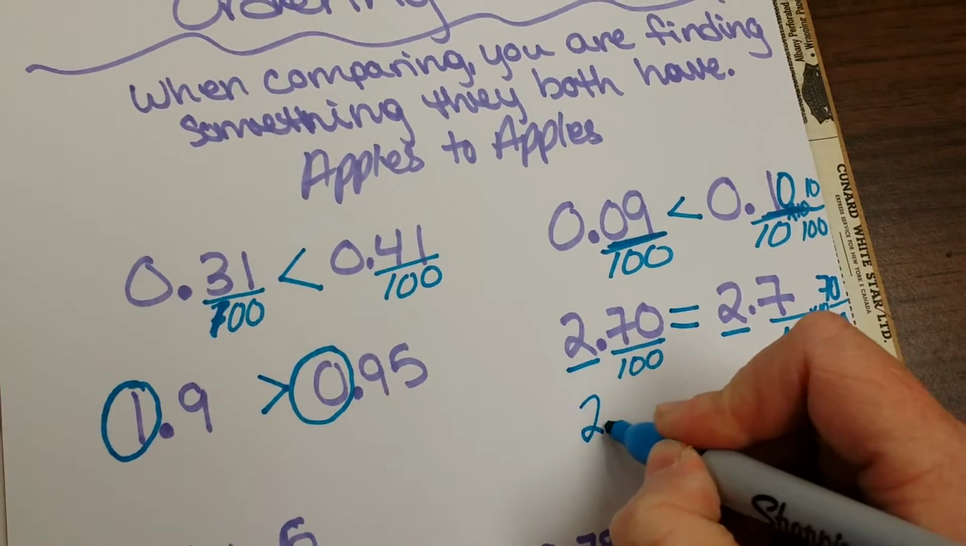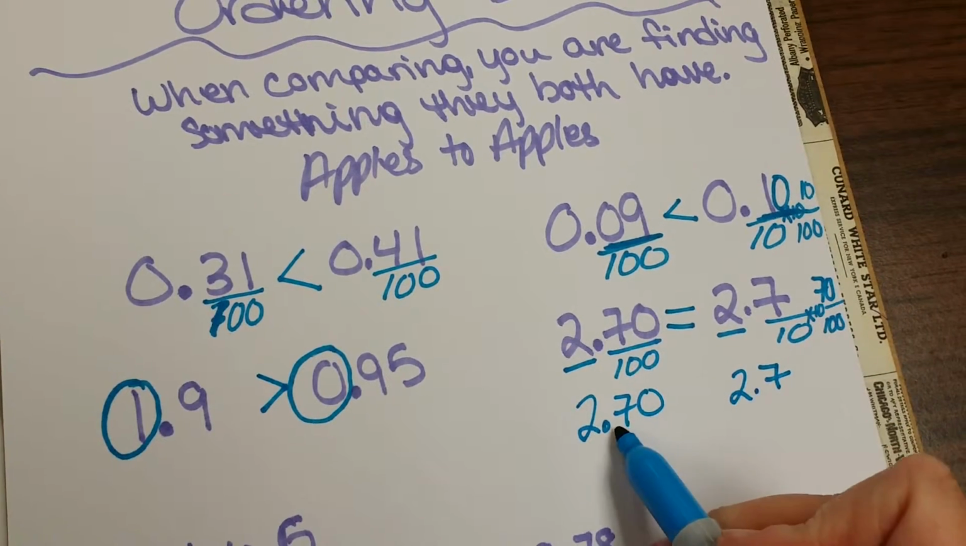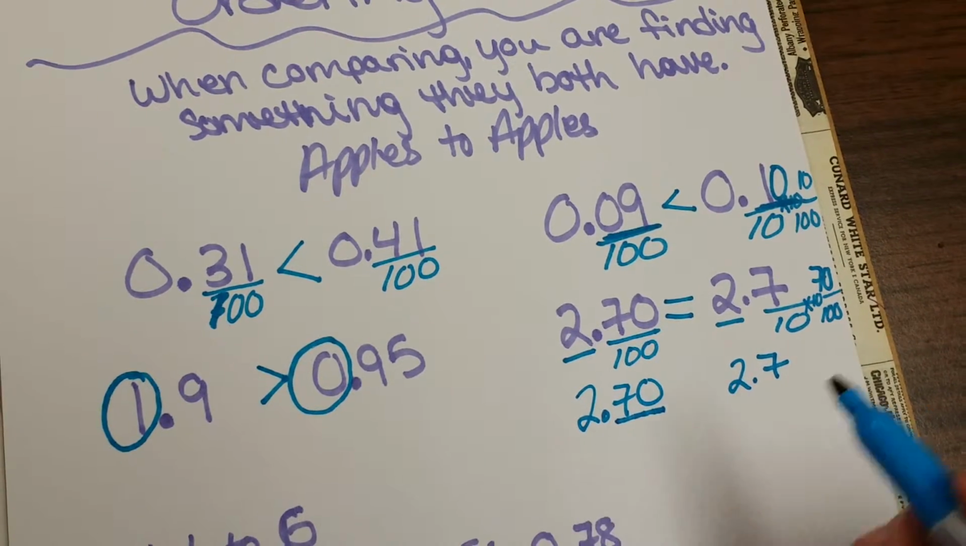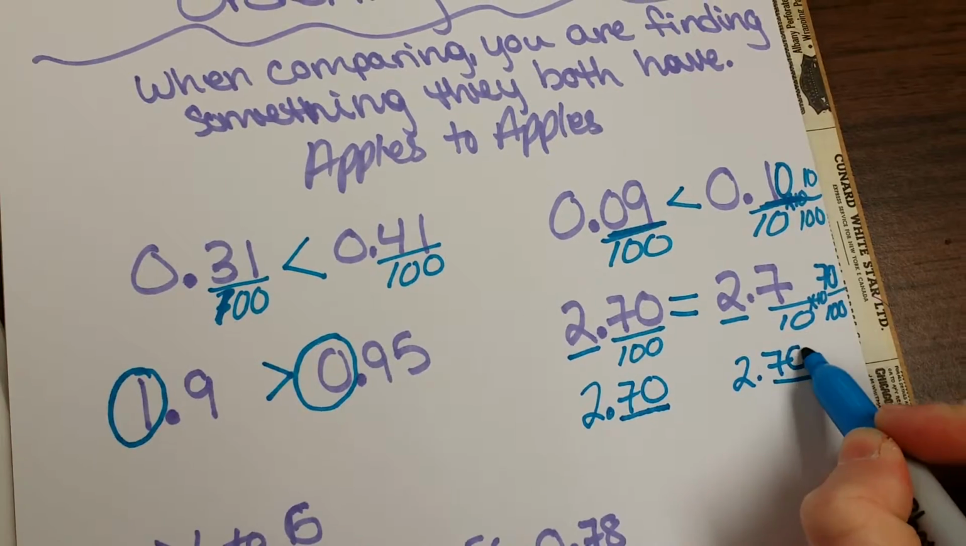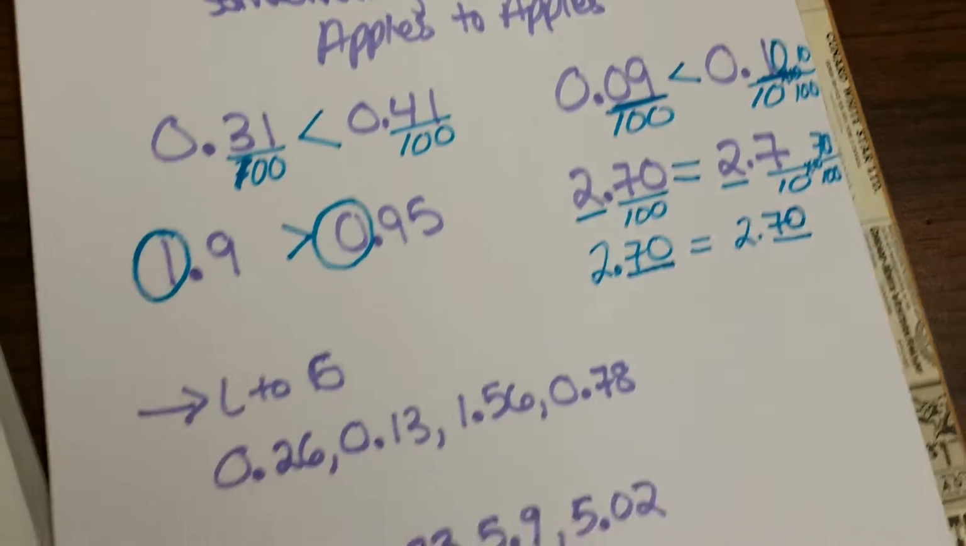Again, if you had this same one, you could look at it just as a decimal, but you have to compare apples to apples. So this has 2 digits behind the decimal. This one has to have 2 digits behind the decimal. So again, they still would be equal.